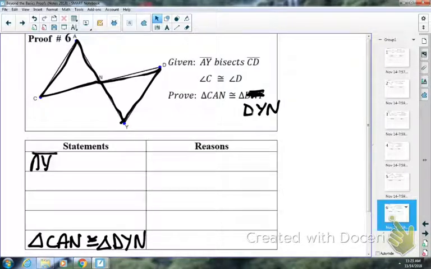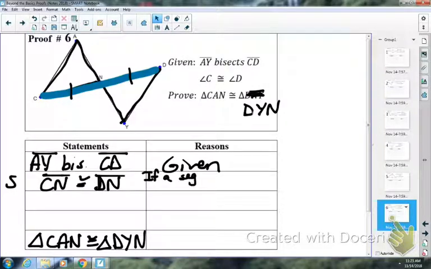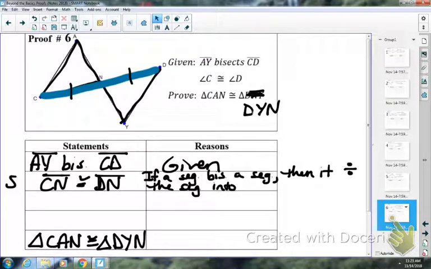So if we start with the given, we have segment AY bisecting segment CD. That's given information. So if you have to think, okay, when I bisect a segment, I'm bisecting segment CD. What happens? Well, you get 2 congruent segments. So if I'm picking them off the blue one, the 2 that are going to be congruent are segment CN and segment DN. It's a pair of sides, so I can put an S in the margin. And my reason is going to go something like this. If a segment bisects a segment, then it divides the segment into 2 congruent segments. I know it's a lot of the word segments in the same statement. Okay, so that's 1 pair of congruent parts.